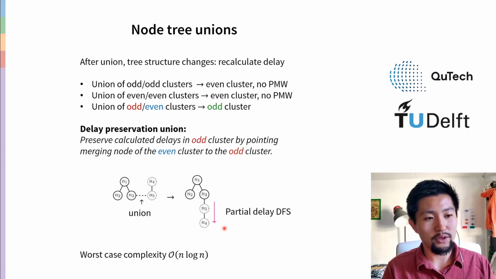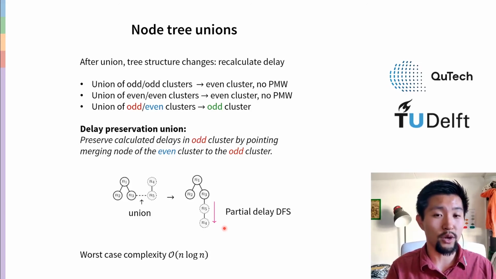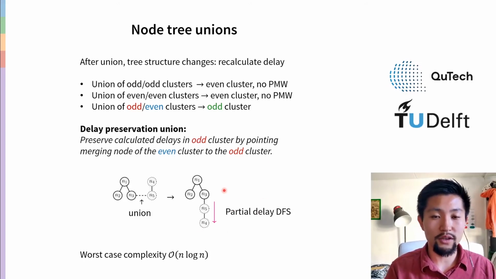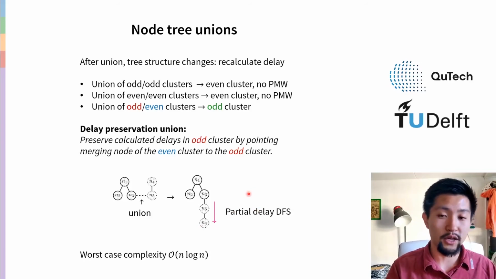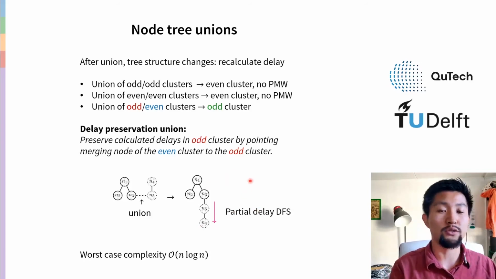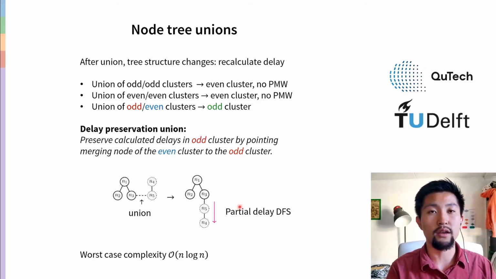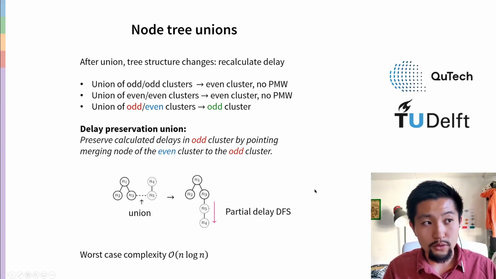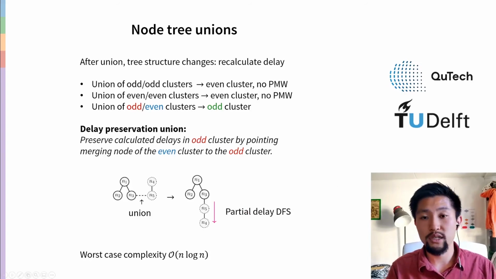Why is this? Because recall that the calculation of these delays is dependent on a depth of search of the node tree. So it's very much dependent on the direction in which the node tree is traversed. By doing so, we preserve the depth first search direction in the even part. We preserve the calculation in the odd part, and we only have to redo the calculations in the even part. And by using this rule, what we end up with is a worst case complexity of O(n log n) for the entire decoder.